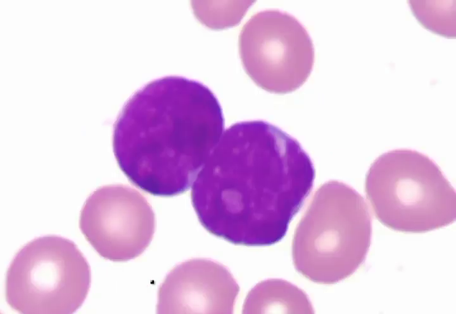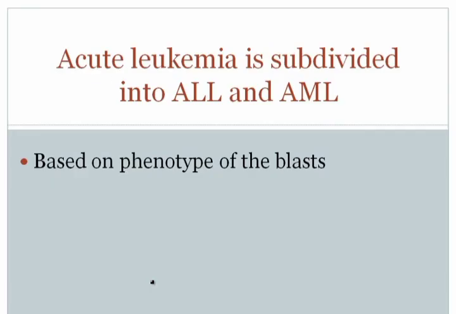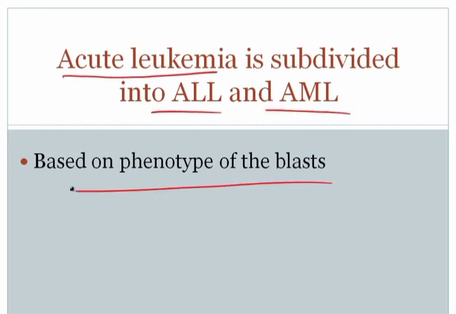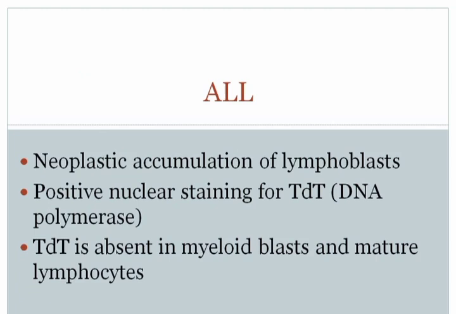Now that's what I say here in your slides, that acute leukemia is subdivided into ALL and AML, and that's based on the phenotype of the blasts. ALL is a neoplastic accumulation of lymphoblasts, as I've already explained, and the key finding for a lymphoblast is going to be positivity for TDT. Again, when you have blasts and you want to decide whether it's a lymphoblast or a myeloid blast, TDT is a key marker because TDT indicates that you're dealing with a lymphoblast.